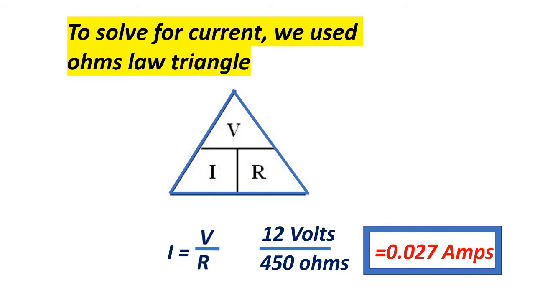Now to solve for current, we use the Ohm's law triangle. I equals V over R. Our voltage is 12 volts and the total resistance is 450 ohms. Now the current is 0.027 amps.